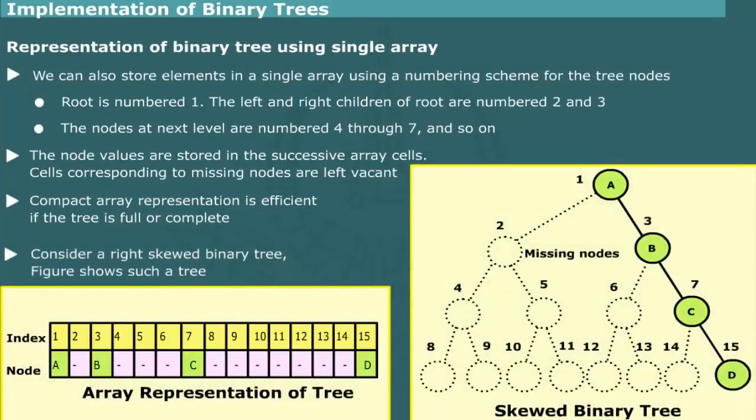Consider, for example, a right-skewed binary tree in which all the nodes occur as right children. Figure shows such a tree and the corresponding storage array. Notice that to store few elements of the tree, we need an array of 15 cells. In this case, over 65% of the allocated space is wasted.